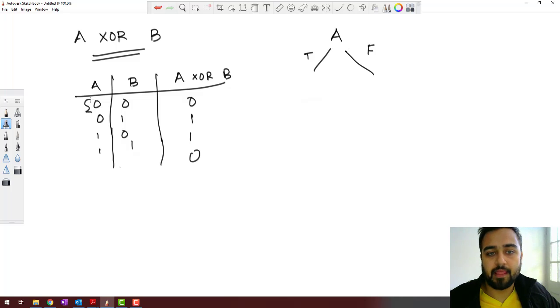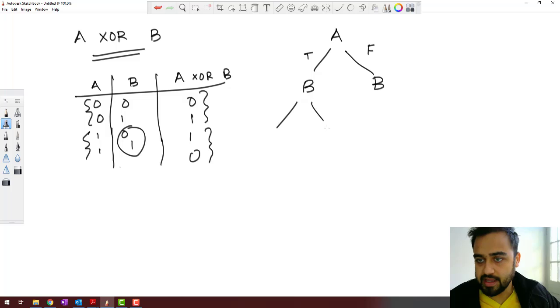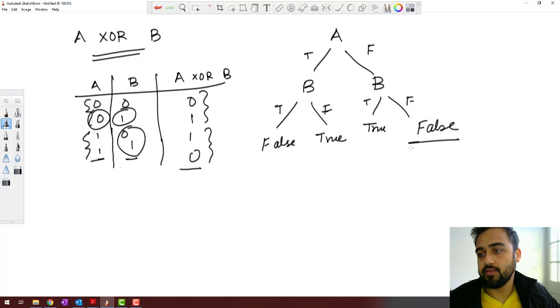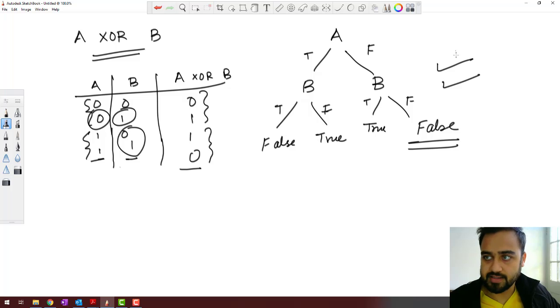When A is false, the answer depends on the value of B as well. And when A is true, the value depends on the value of B as well. So we need to take B in both cases. B has two values for its attribute, true and false. Now when A is true and B is true, the answer is false. A is true, B is false, the answer is true. A is false, B is true, the answer is true. A is false, B is false, the answer is false. Therefore you get your decision tree.